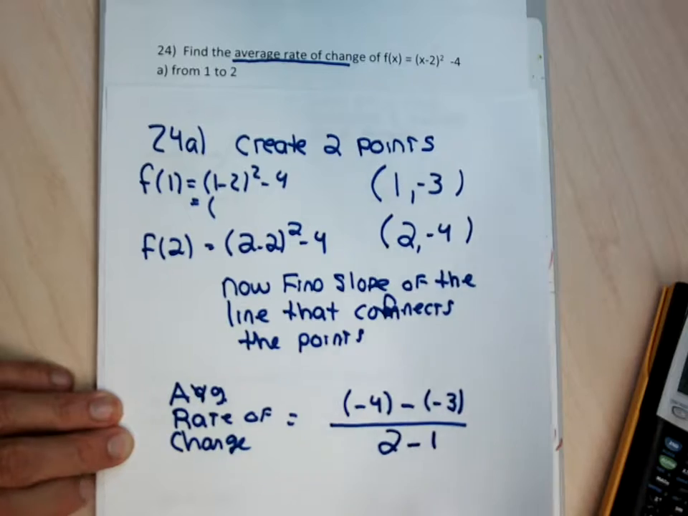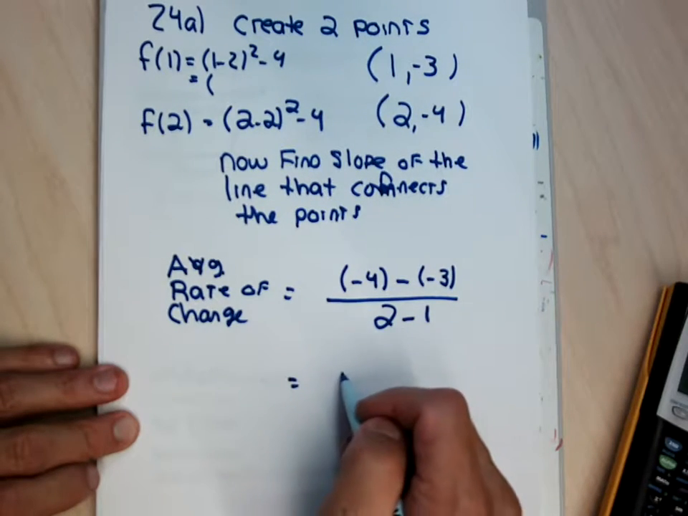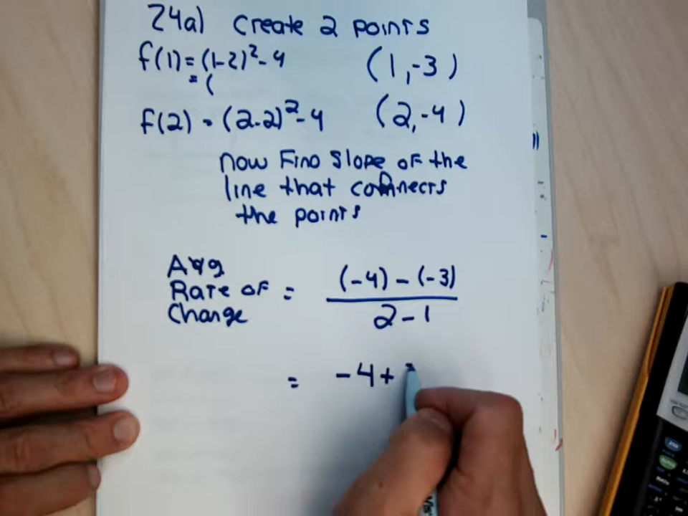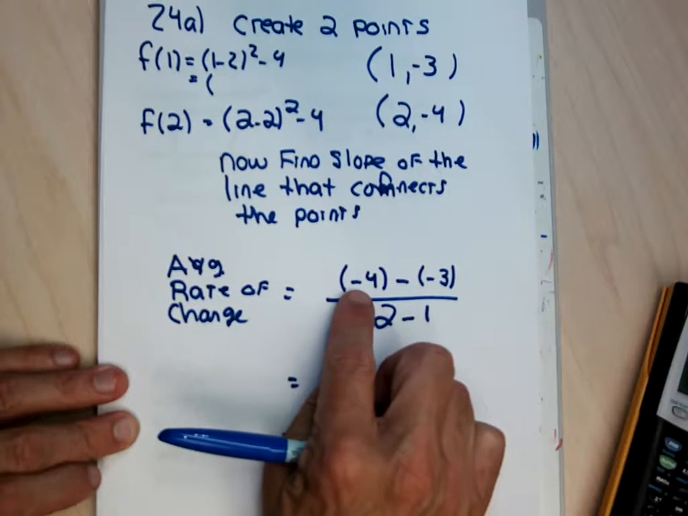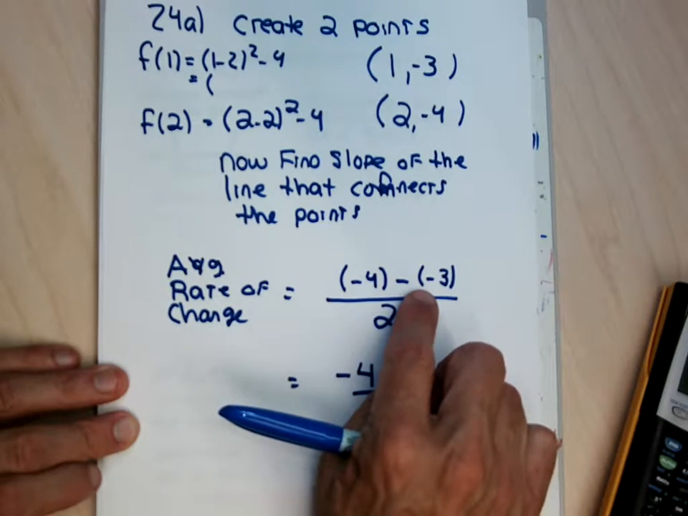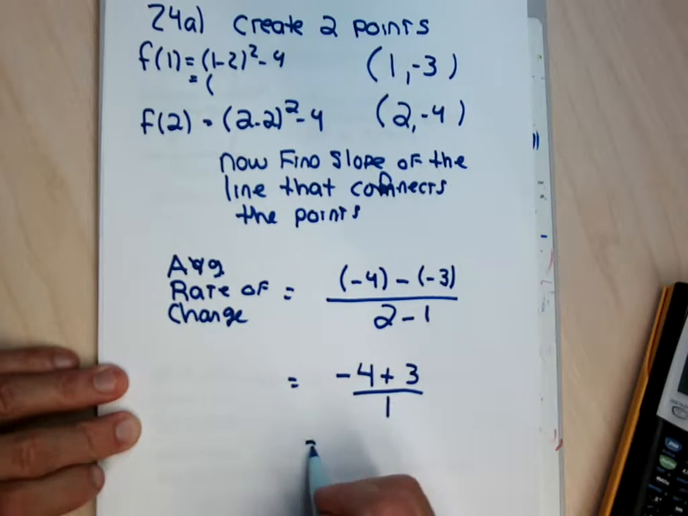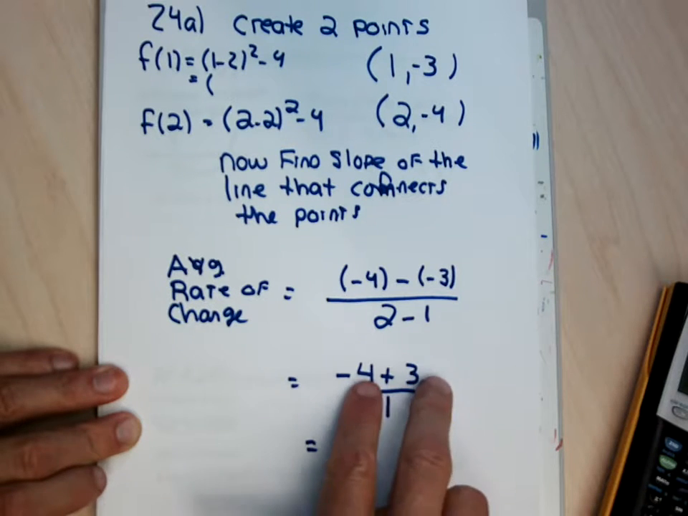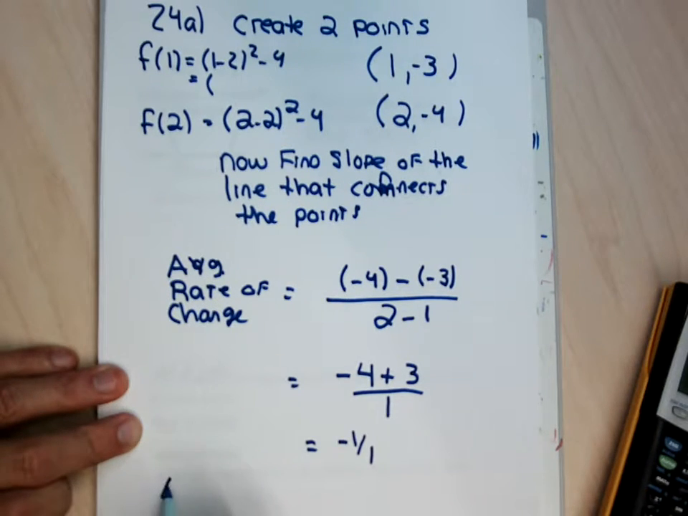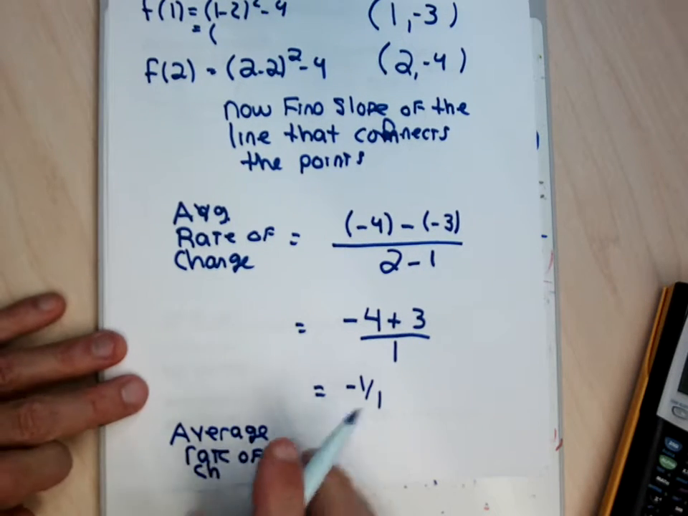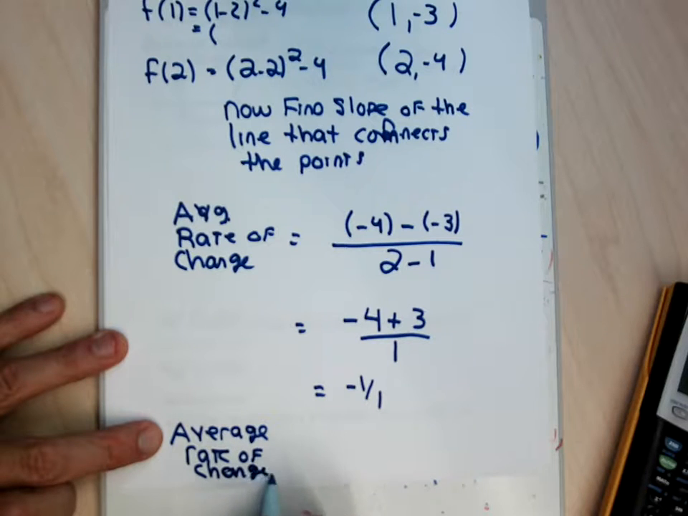I've already done this. And I can say my average rate of change is the numerator divided by the denominator. This parentheses I didn't need, I just dropped it. This double negative I changed to a plus. And then in the denominator, 2 minus 1 is 1. This simplifies to be -1 over 1 because -4 plus 3 is -1. That fraction reduces to -1. So my answer to 24a, the average rate of change on this graph for those two values of x is -1.